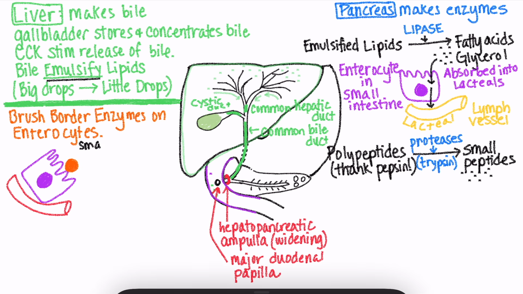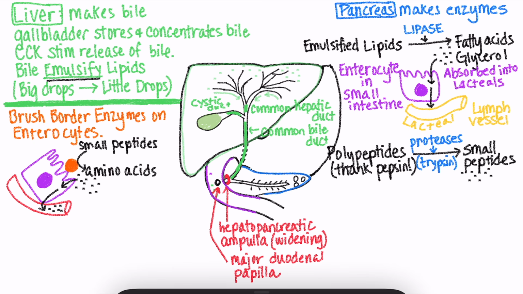So I'll write small peptides and then amino acids here. So those enzymes make that happen, those brush border enzymes. And now we have something that is small enough that can be absorbed through the enterocyte and enter the bloodstream. So see how the pancreas enzyme started it with proteases and the brush border enzymes of the duodenum finished it off. I'm going to take a moment to outline the pancreas in blue.